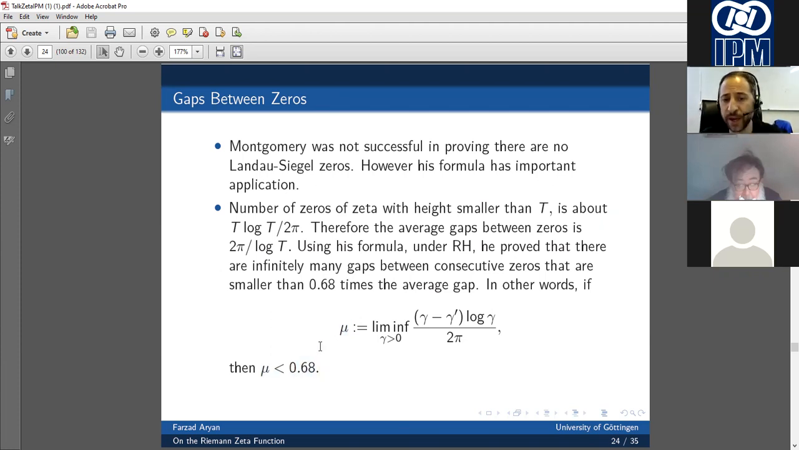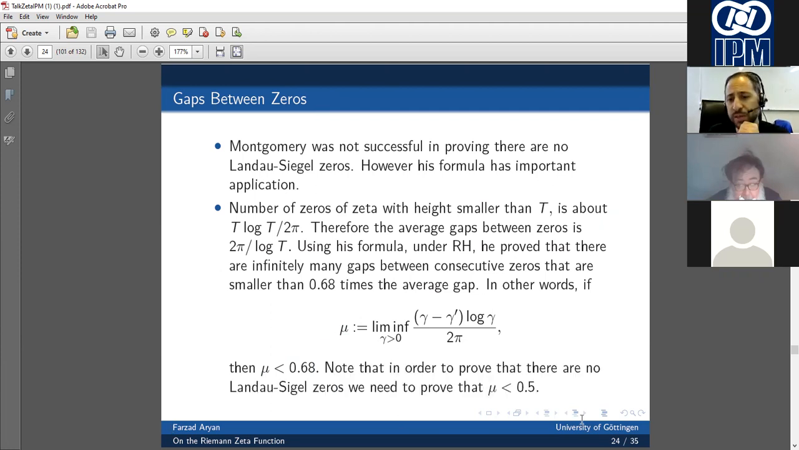Toward the end of the talk, I'll come back to other results on this problem. And the most important thing is that if you can prove there are infinitely many gaps that are smaller than half of the average, then you can prove that there are no Landau-Siegel zeros. It's obvious that if a Landau-Siegel zero exists, it starts to mess with the distribution of zeros of the Riemann zeta function, which I'm going to get to later.